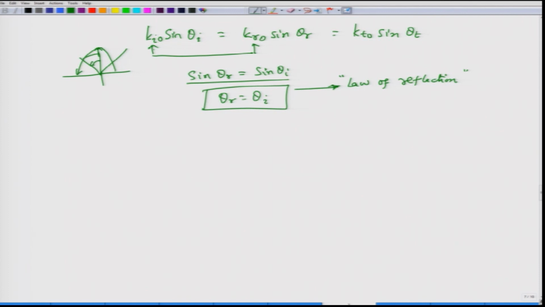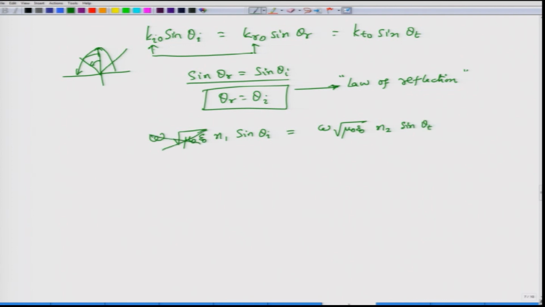What about the second condition? Well, for the second condition, we will first write down what is k_i0. k_i0 is given by k_0, the free space wave number, times square root of mu naught epsilon naught times n_1, where n_1 is the refractive index of medium 1, times sin theta i, which is equal to omega times square root of mu naught epsilon naught, times n_2 sin theta t.